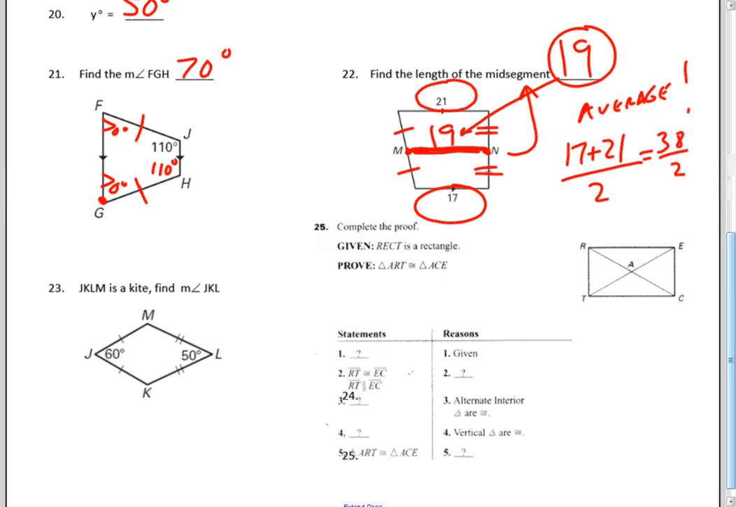In addition to that, put some arrows on all three. Not only is that the average of the two parallel sides, but it's also parallel to those parallel sides.